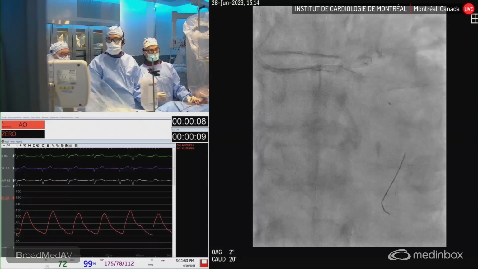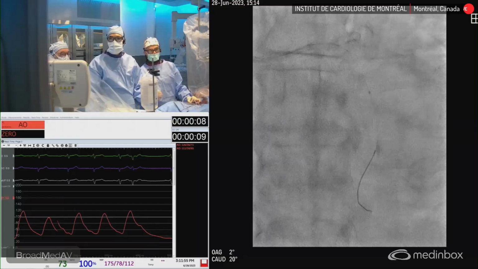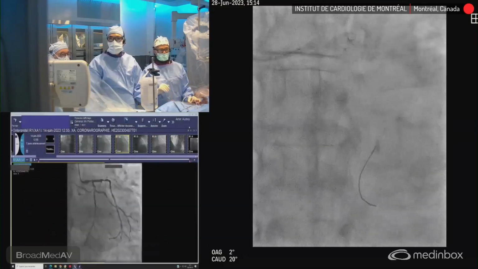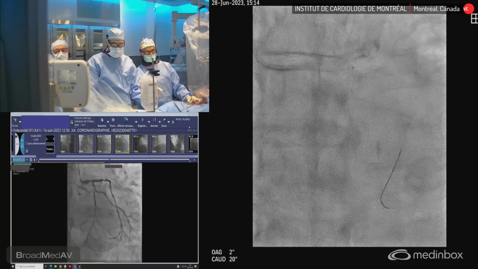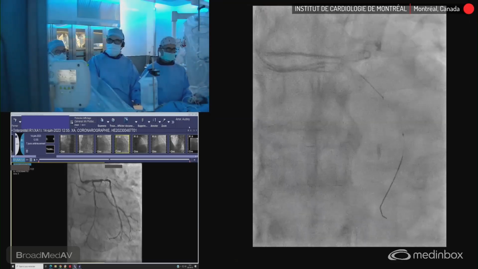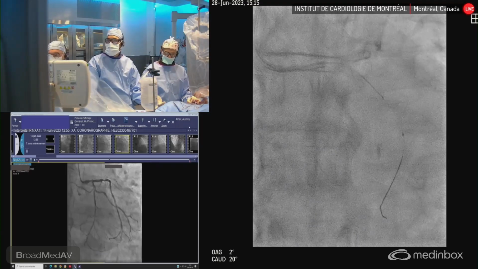And we have the IVUS in place. We had to predilate the lesion because the IVUS would not go past that secondary bend in the marginal. So it would go past the left main to the circumflex, but it would not be able to go in the mid-circumflex. And after predilation with a 2.5 by 20 non-compliant balloon, we were able to push the IVUS further ahead.